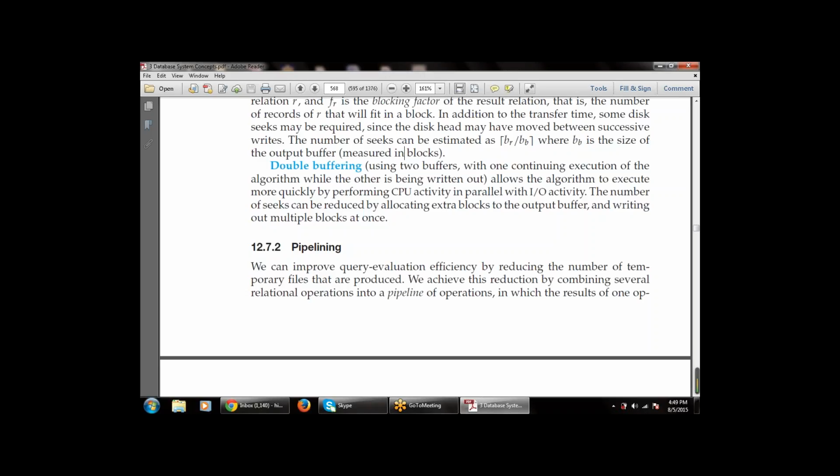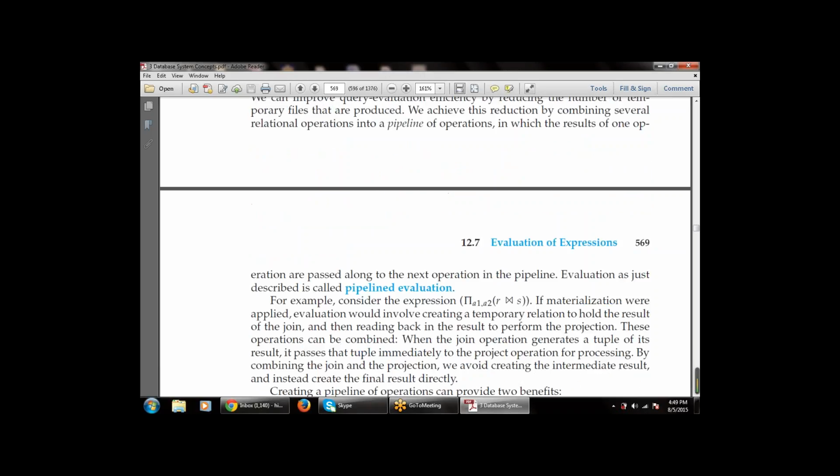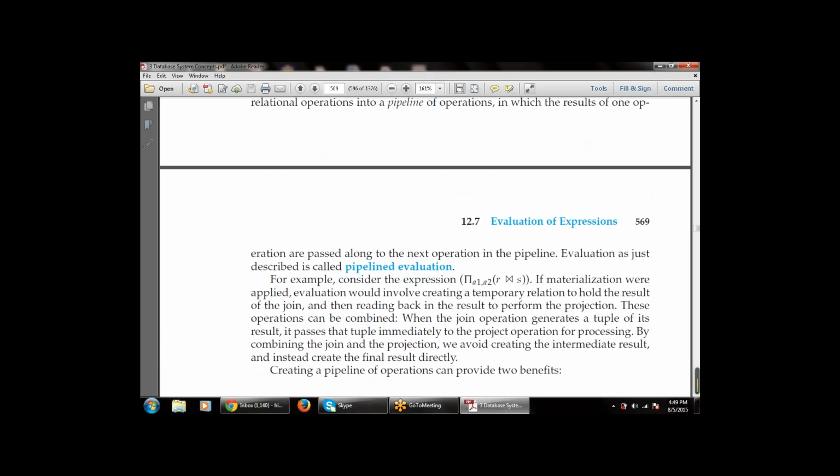Whatever operations are carried out, they are carried out in a pipeline of operations, in which the results of one operation are passed to the next operation in the pipeline, and then to the next, and so on. Evaluation as just described is known as pipelined evaluation.